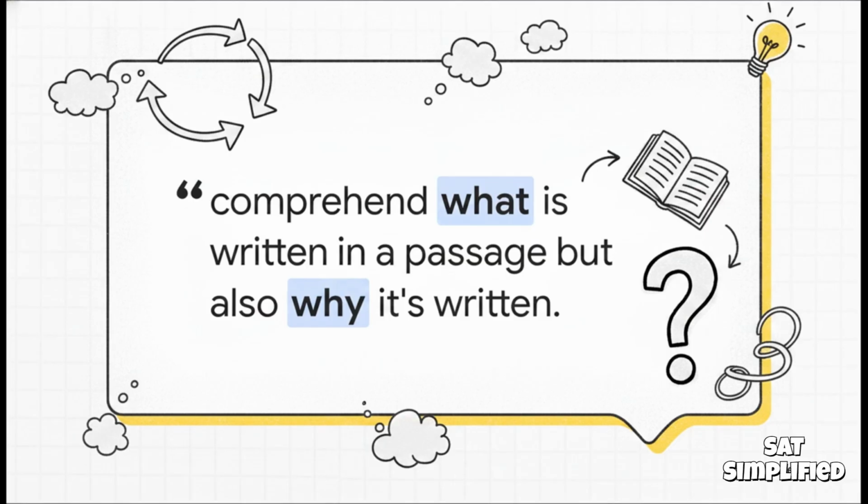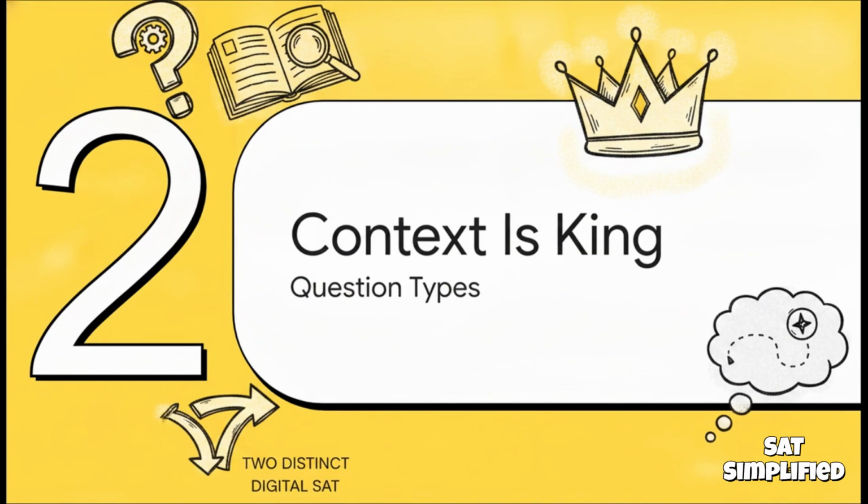Sure, you can't understand function without understanding content, but understanding content alone, that just isn't enough anymore. You always have to ask yourself what the author is actually trying to accomplish with that specific piece of text. Moving right along to section 2, context is king, navigating question types.